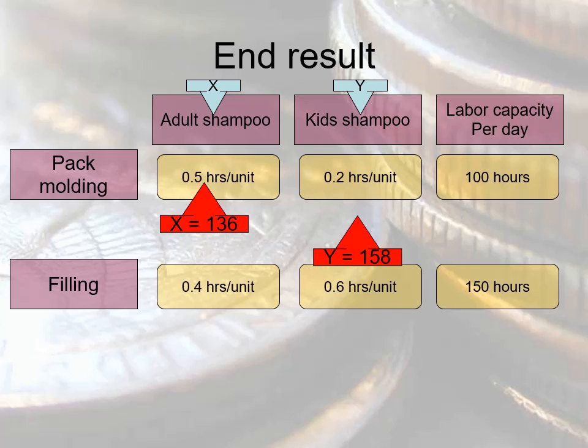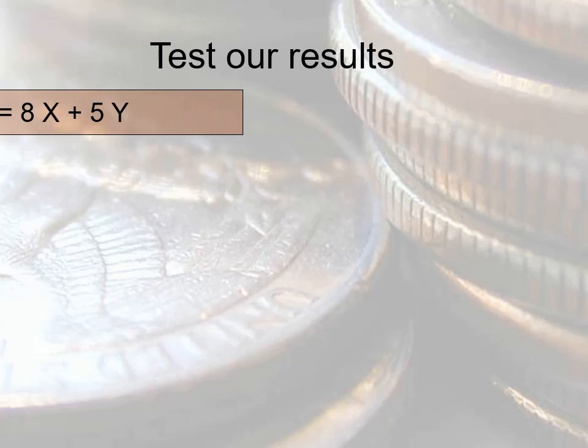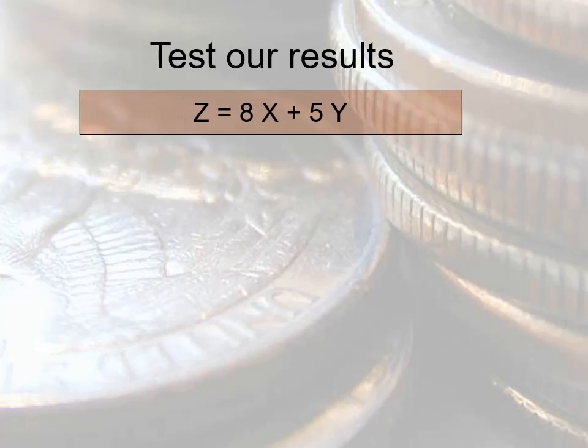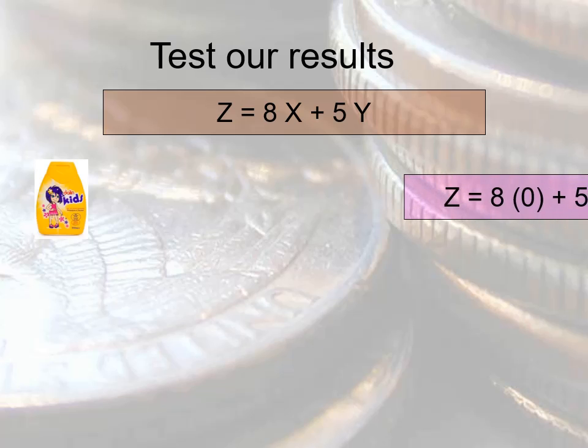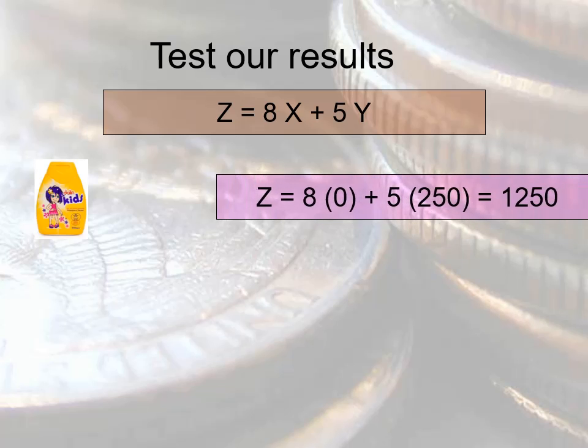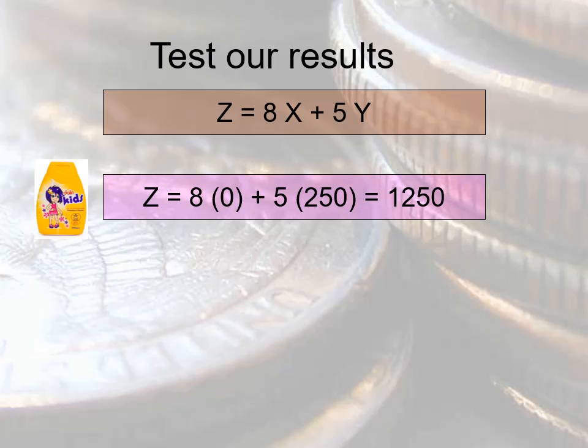So to achieve the maximum profit, we need to produce 136 units of adult shampoo and 158 units of kids shampoo on a daily basis. To test our results, we will call our objective function where z equal to 8x plus 5y. Let's assume first we produce only kids shampoo, so adult shampoo will be 0. So z equal to 8 multiplied by 0 plus 5 multiplied by 250. The 250 here is the maximum production of kids shampoo according to the constraints available.